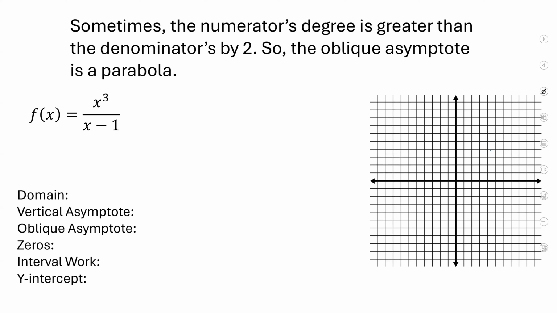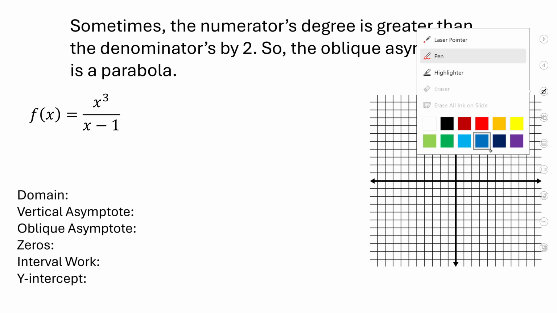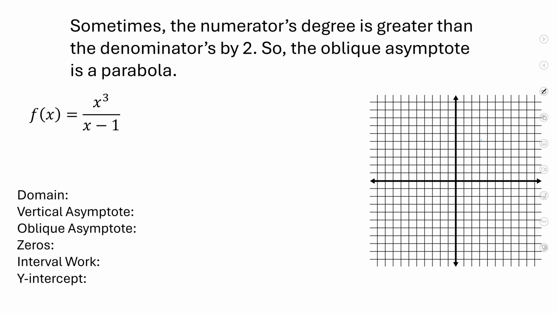So sometimes your numerator degree is going to be twice as much as the denominator. So notice this is a cubic and this is a linear. The difference is 2. It's greater than the denominator by 2. So when you do that, your answer is going to be a quadratic, okay? So let's go ahead and find the oblique asymptote. I'll let you guys find the other things.